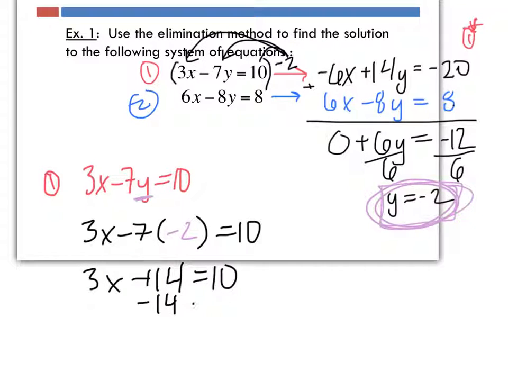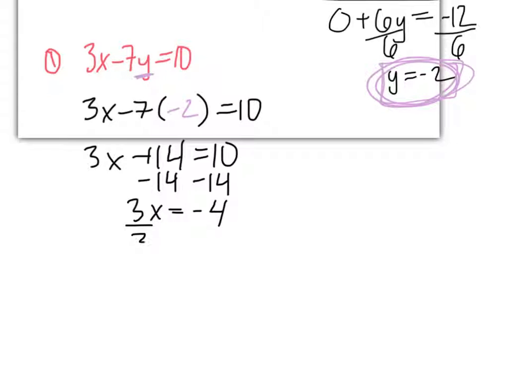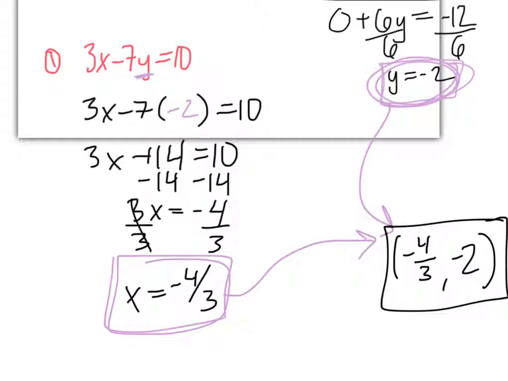Subtract 14, 3x equals -4. Divided by 3, x equals -4 over 3. So here's our second solution. What does that mean? It means that our final solution is x equals -4 over 3, comma, y equals -2. That is our final solution.